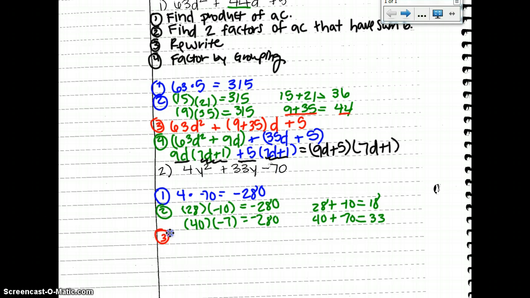Okay, our third step is to rewrite. So remember, we're going to replace our B value, the 33, with 40 plus negative 7. Sorry, that should be a negative 7, not a negative 70. Okay, so we have 4, oops, let's go ahead and do this in red. 4y squared plus 40 plus negative 7 y minus 70.